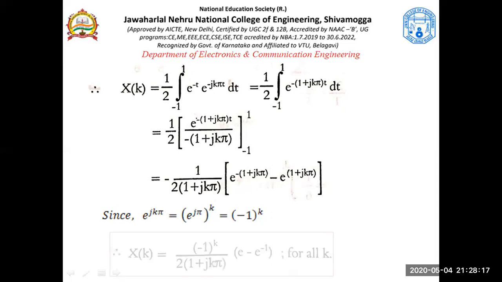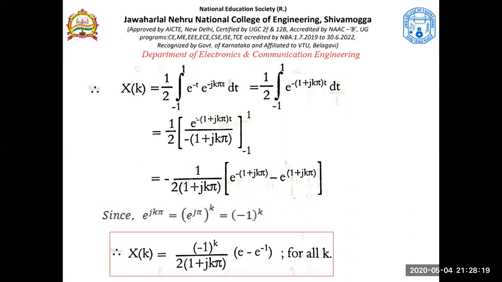So that is how we have expressed this. E power j k pi is brought here. You take it out of both the terms, and e power j k pi is expressed as minus 1 to the power k. And what is left in this bracket? It's e power 1 minus e power minus 1. Why is that done? There is a minus here, you should not forget. So that minus is got rid of. That's why the second term came here, the first term came here, and this minus got eliminated. That's why your x of k looks like this for all k.